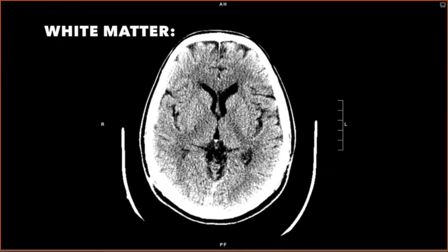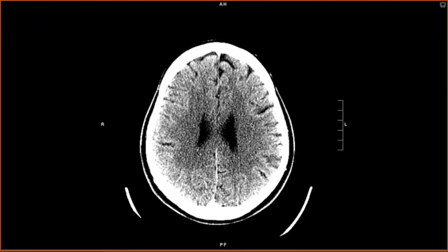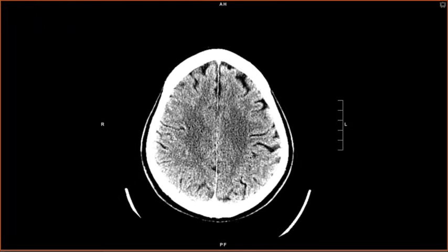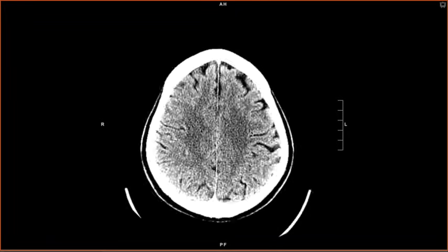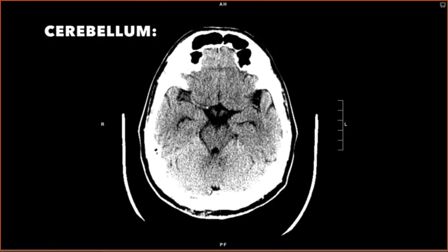There are a few white matter structures you're going to also want to know. On this same slice, this here is the internal capsule. This is the external capsule over here. As I scroll up, this here is the corona radiata, and this, as I scroll up, is the centrum semiovale just above the ventricles.